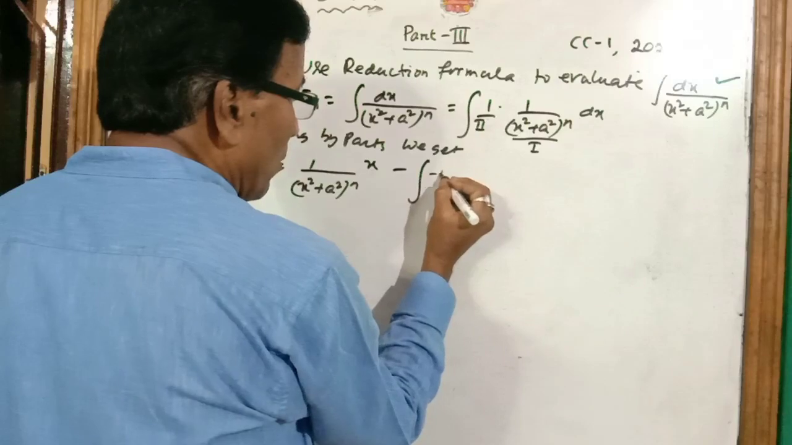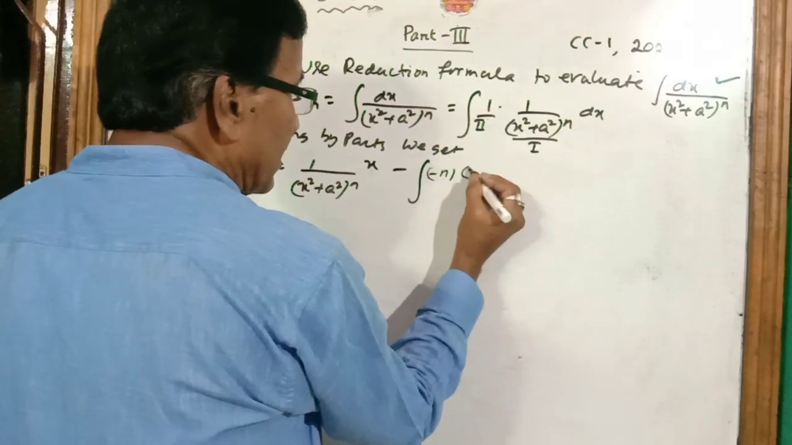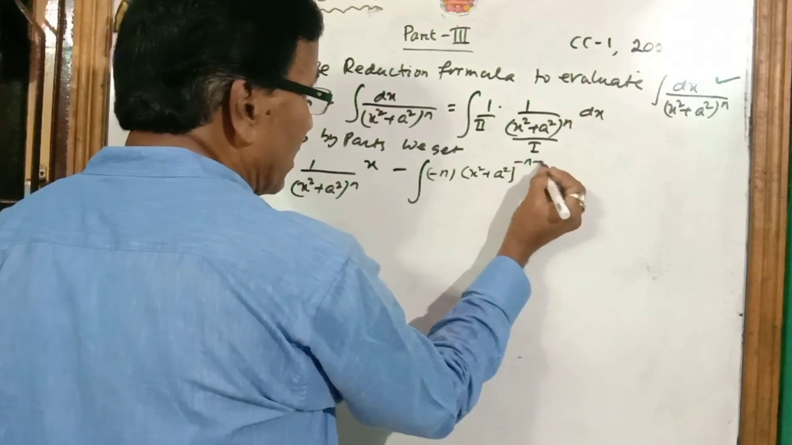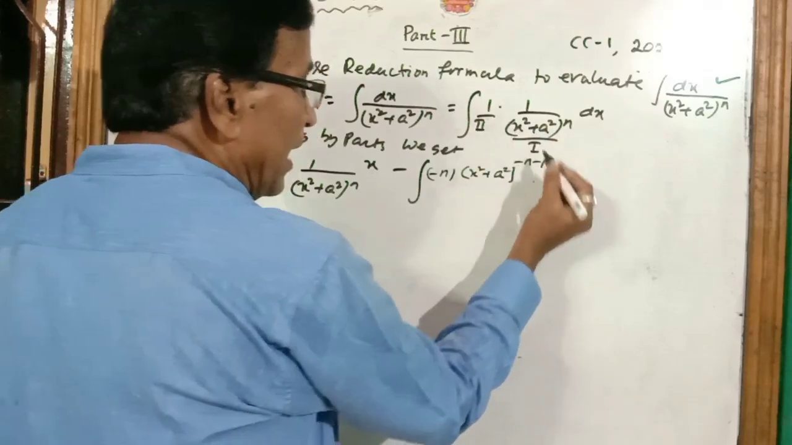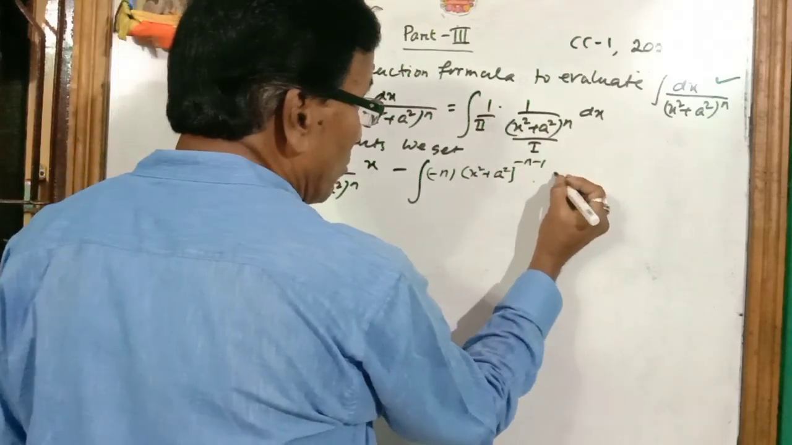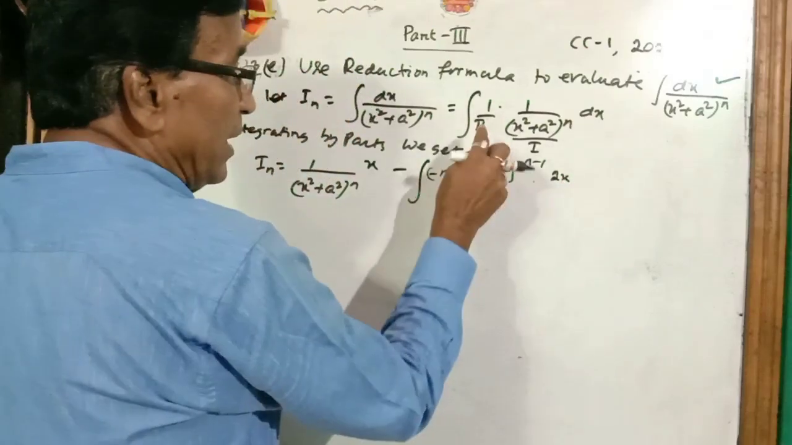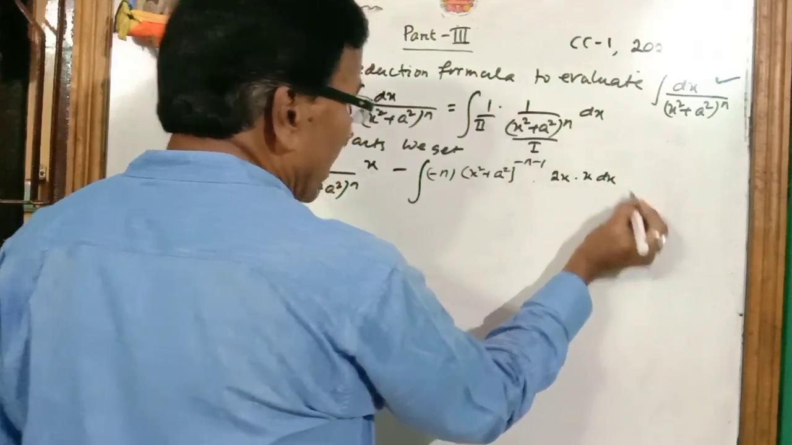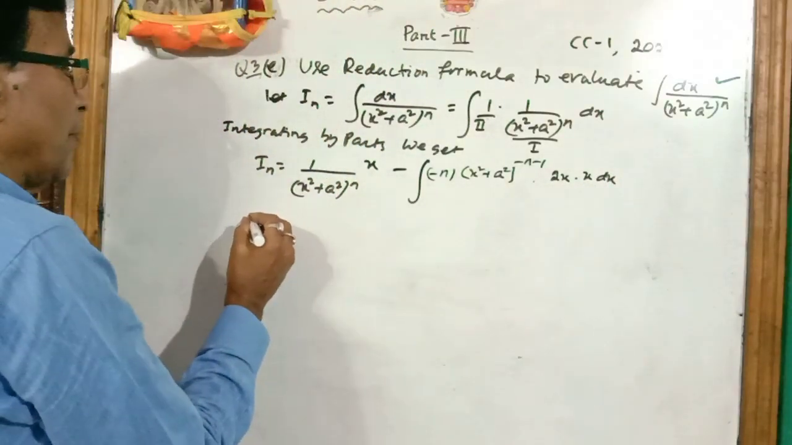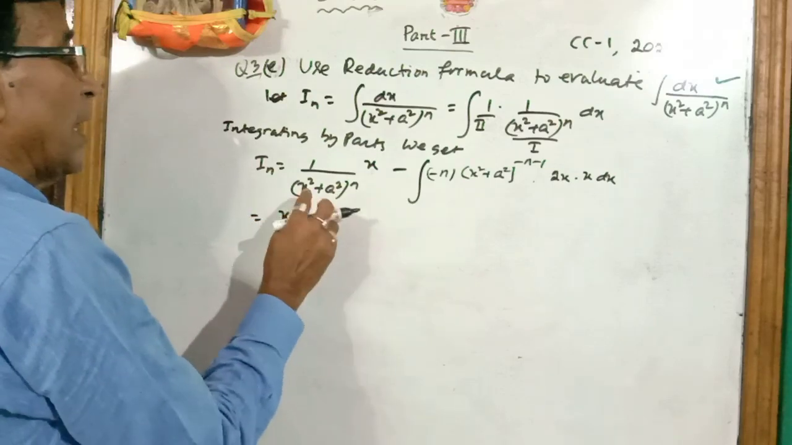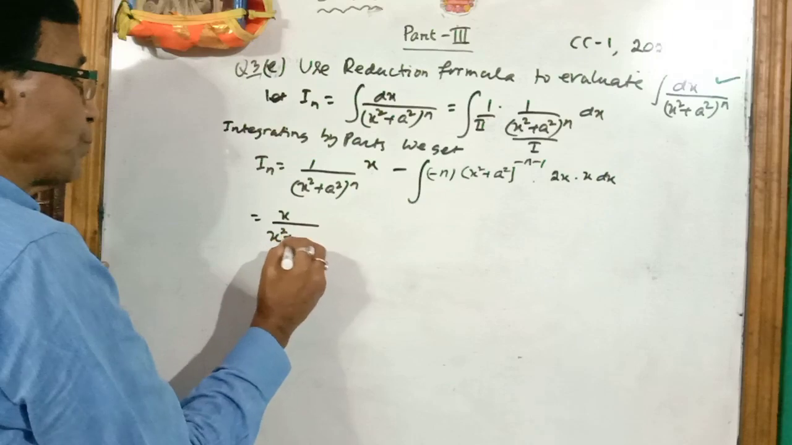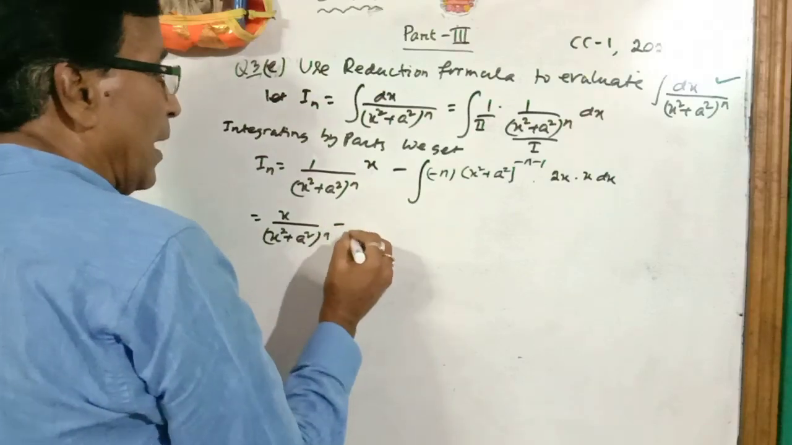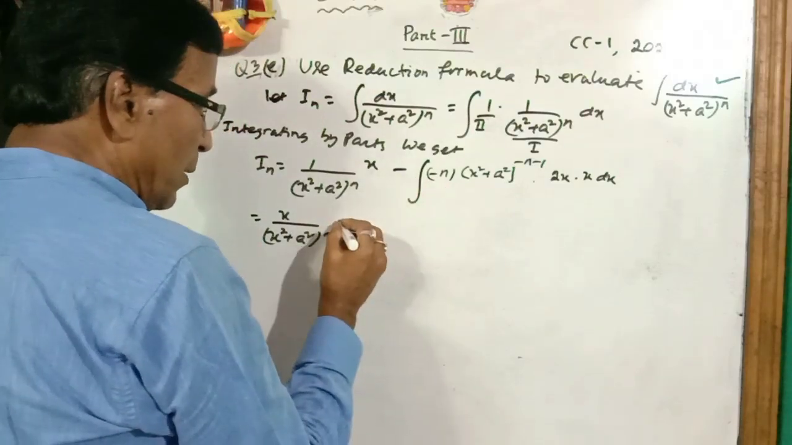that means the derivative of 1 by (x square plus a square) whole to the power n, which is equal to minus n into (x square plus a square) whole to the power minus n minus 1, into again the derivative of x square plus a square, which is equal to 2x, into the integration of the second function, that is x, with respect to x. Now here you see that it is x divided by (x square plus a square) whole to the power n, minus into minus it will be plus.